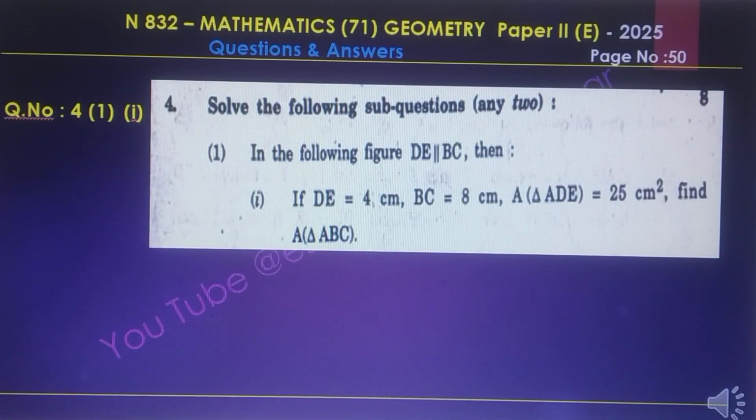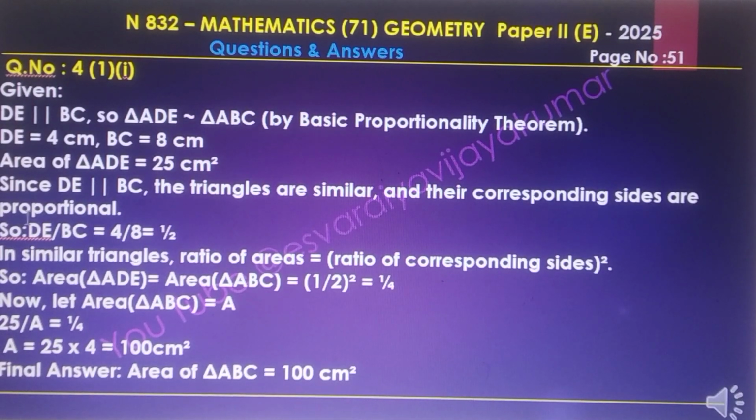Question number 4. DE is parallel to BC. If DE equals 4 cm, BC equals 8 cm, and area of triangle ADE equals 25 cm square, find area of triangle ABC. Here DE upon BC equals 4 upon 8 equals half. Similarly, the area of triangle ADE upon area of triangle ABC equals 1 upon 2 whole square, equals 1 by 4. Let the area of triangle ABC equal A, then 25 upon A equals 1 by 4, A equals 25 into 4 equals 100 cm square. The final answer, area of triangle ABC equals 100 cm square.